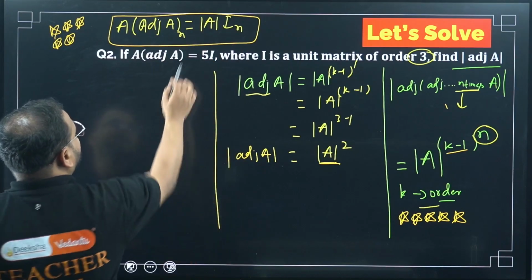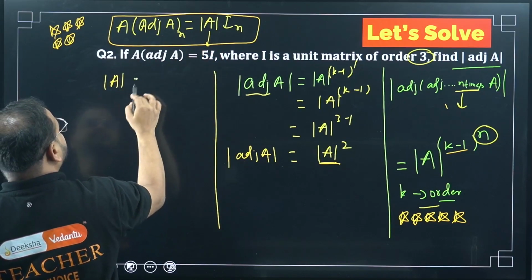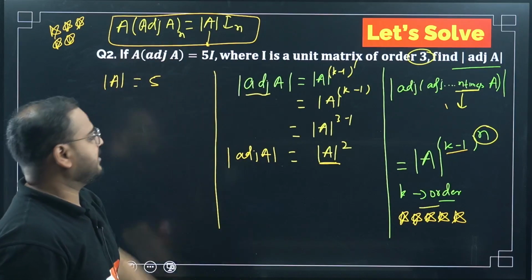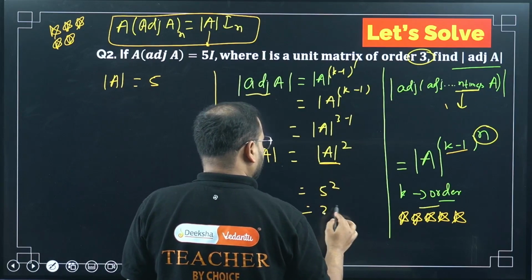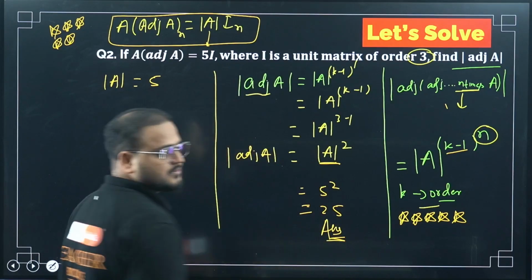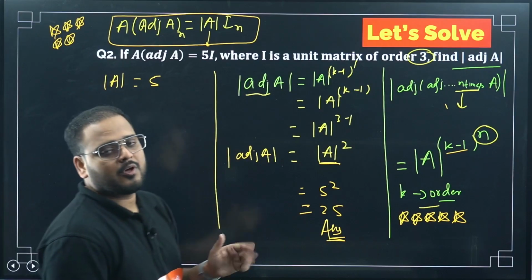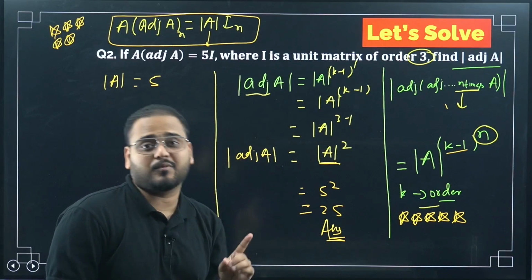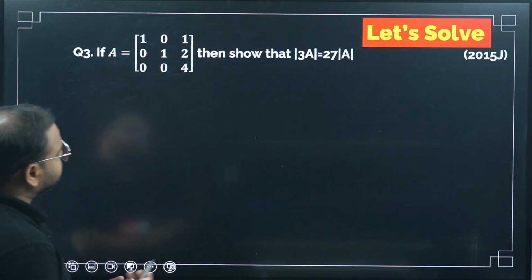Now compare this. Determinant of A will be simply 5. Compare this, A times adjoint A is simply 5 times I. If you do that, what are you going to get? 5 square. How much is the answer? 25. This is my final answer. Simple problem, if you know the properties, very very simple. Wherever I'm giving you those things, I'll make a note of it. You have to remember that. That is non-negotiable. Moving on, problem number 3.